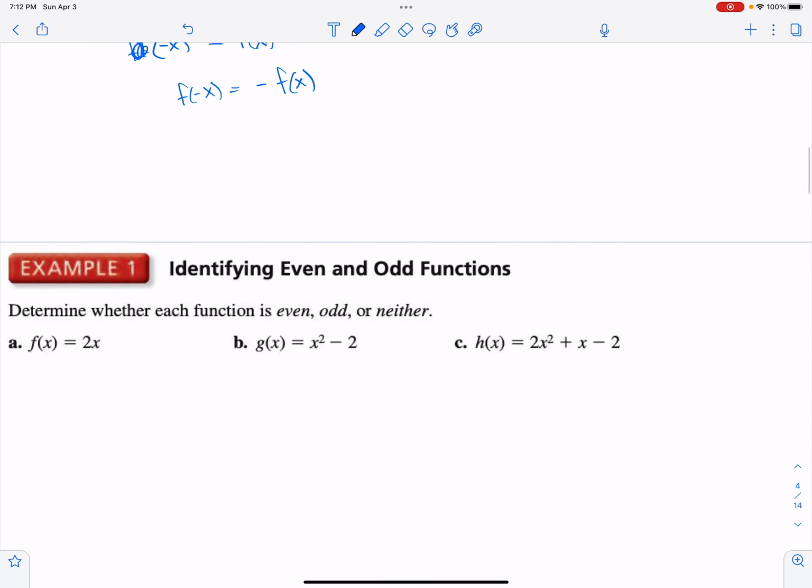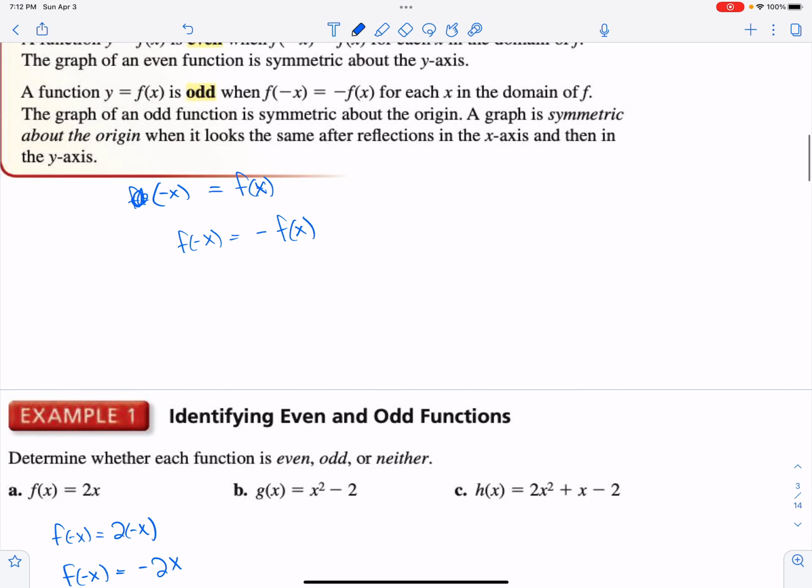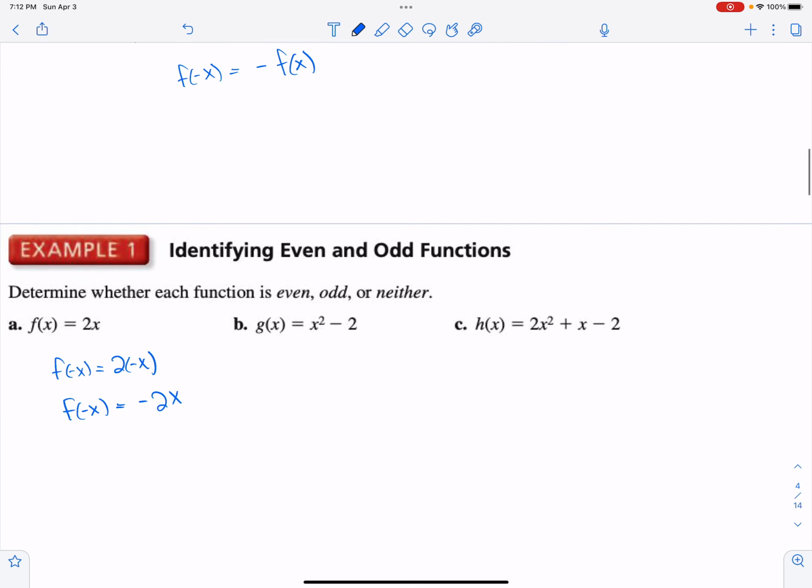So in the first example, if I plug negative x in, it would look like this. My function evaluated at negative x is equal to negative 2x, because 2 times negative x is negative 2x. So if I look up at my patterns, that would be an odd function because every term, or in this case just that one term, changed to negative. So this function is odd.